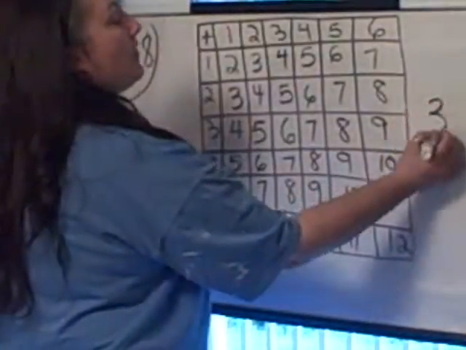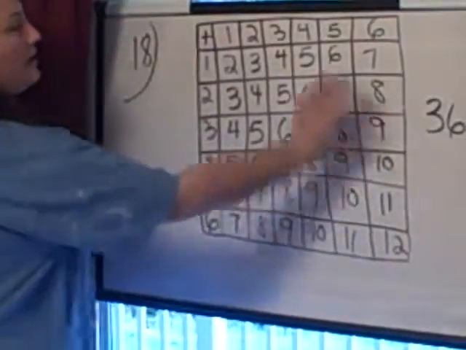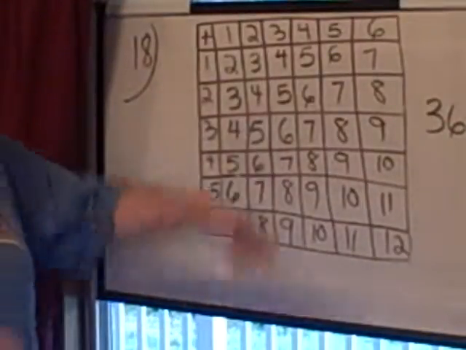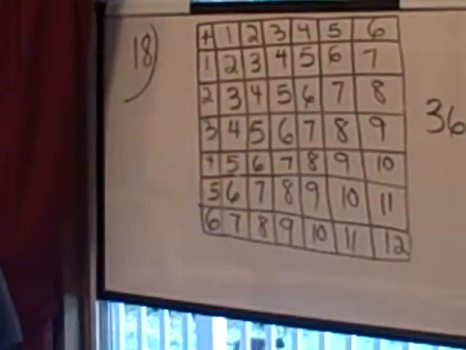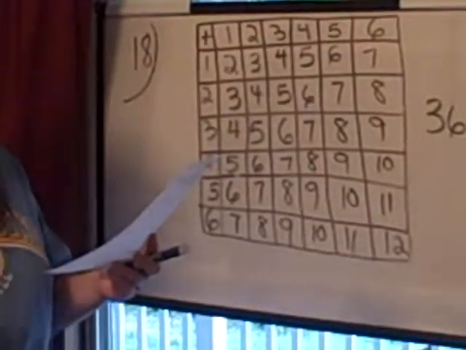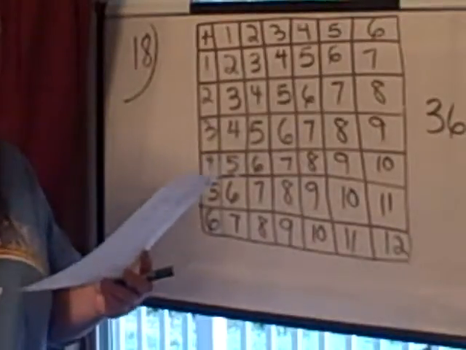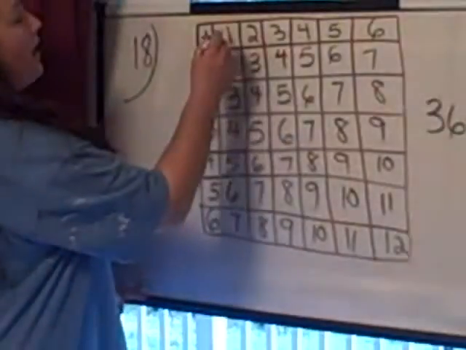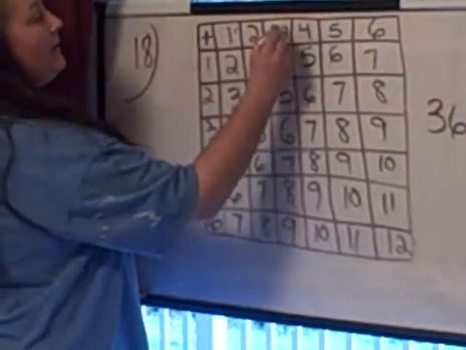There are 36 outcomes here. 6 times 6 is 36. Now that we have our grid, we can figure out the question. The question is asking, first of all, what is the probability of rolling at least one odd number? So our odd numbers are 1, 3, 5.